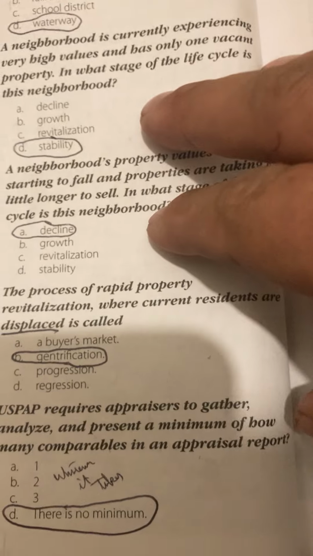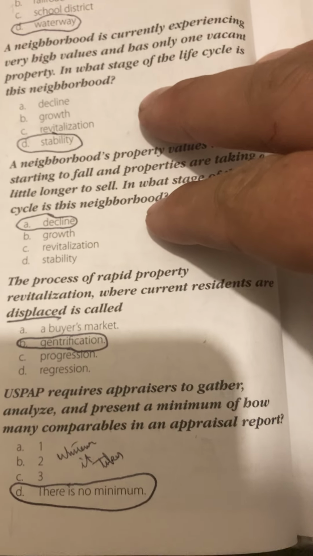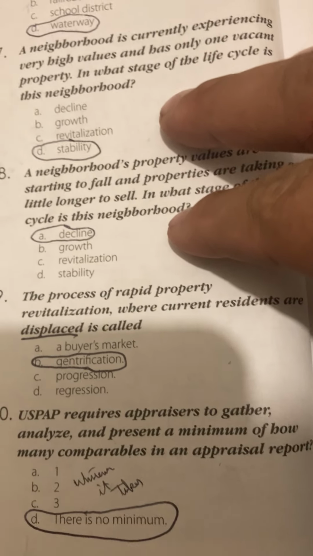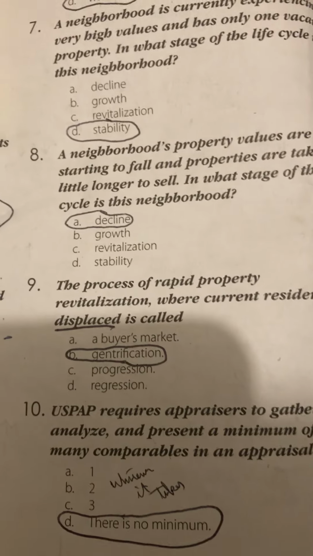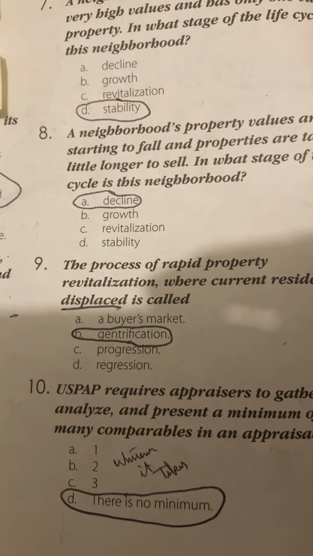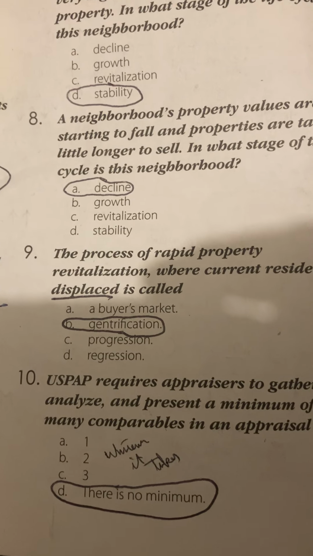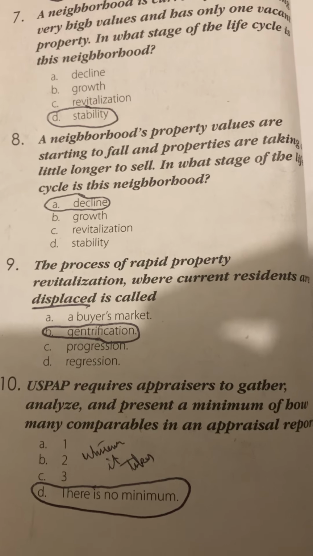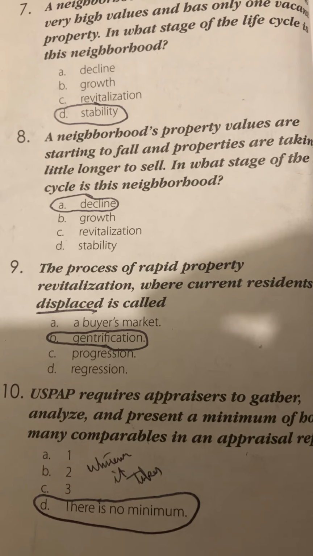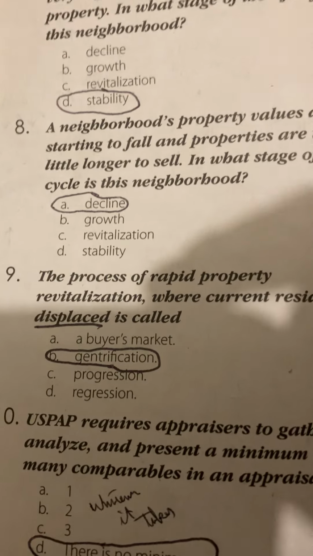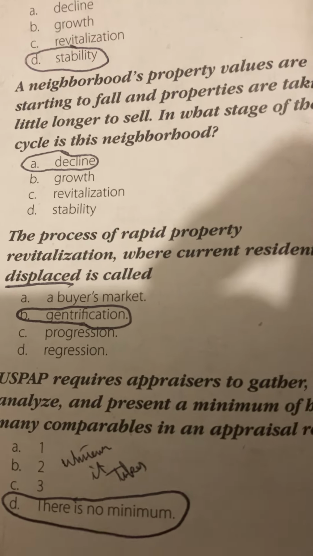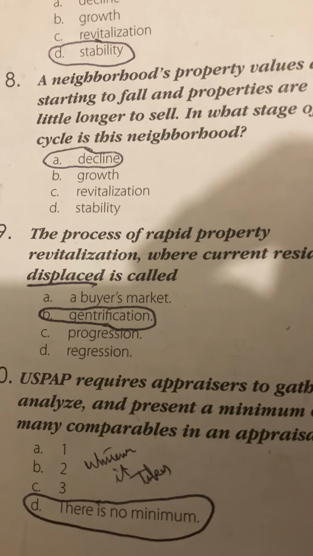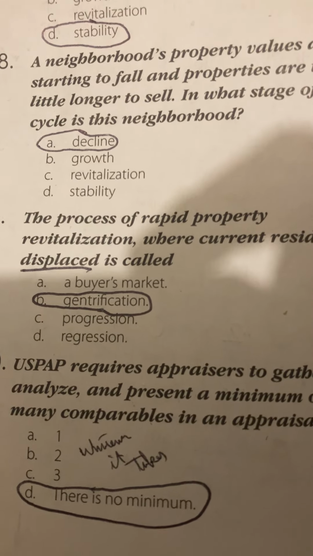USPAP requires appraisers to gather, analyze, and present a minimum of how many comparables in an appraisal report? A. 1. B. 2. C. 3. Or D. There is no minimum. The answer is D. There is no minimum. Extra note, USPAP, whatever it takes.